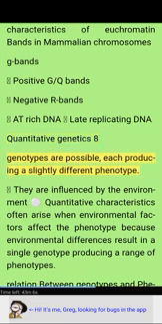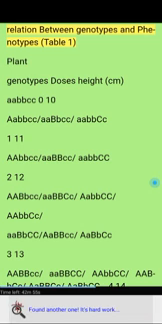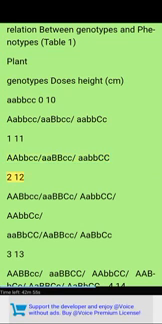Quantitative genetics. Several genotypes are possible, each producing a slightly different phenotype. They are influenced by the environment. Quantitative characteristics often arise when environmental factors affect the phenotype, because environmental differences result in a single genotype producing a range of phenotypes. Relation between genotypes and phenotypes, table 1. Plant genotypes, doses, height in cm.